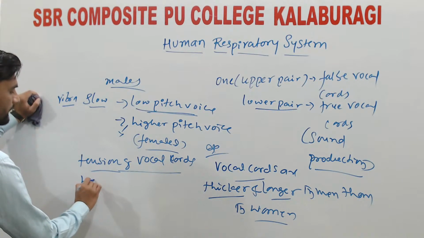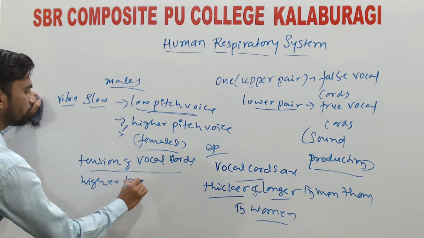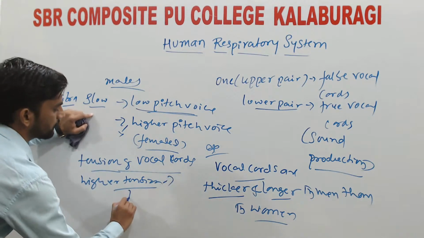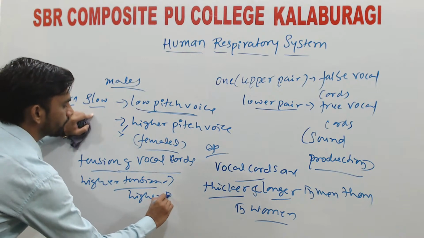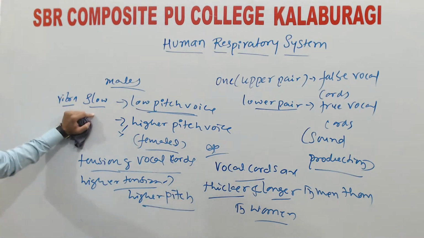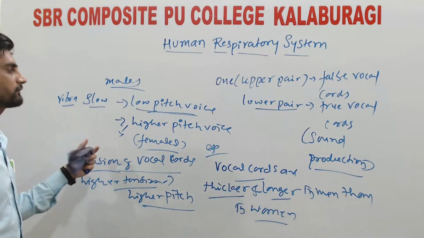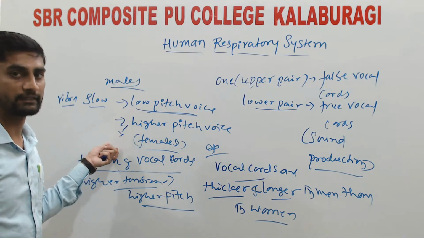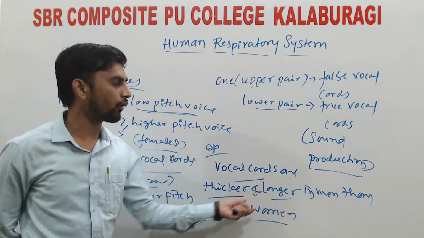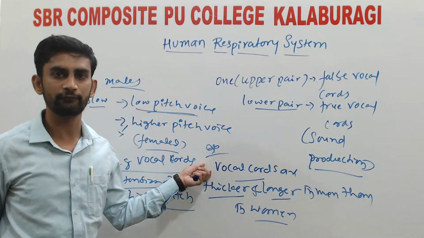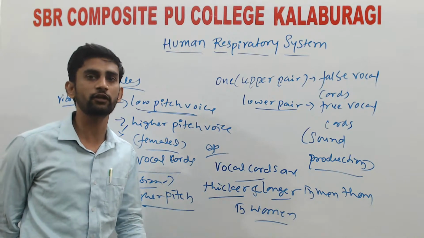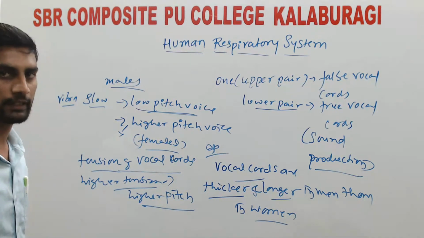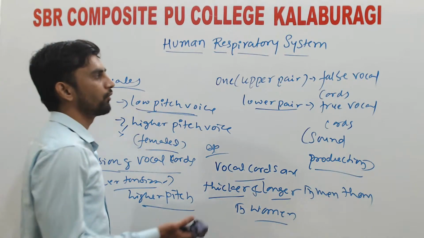If the vocal cords have more tension, then the pitch will be higher. You have to differentiate between the pitch of voice in females and males. That all depends on the thickness and length of the vocal cords in both males and females, and that depends on hormonal regulation on reaching puberty. So this is what you have to remember about vocal cords.